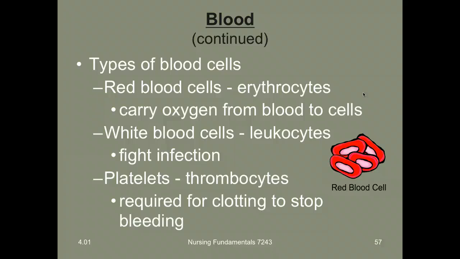Types of blood cells: red blood cells called erythrocytes carry oxygen from blood to the cells. White blood cells called leukocytes are there to fight infection. Platelets are called thrombocytes, and they're required for clotting to stop bleeding.